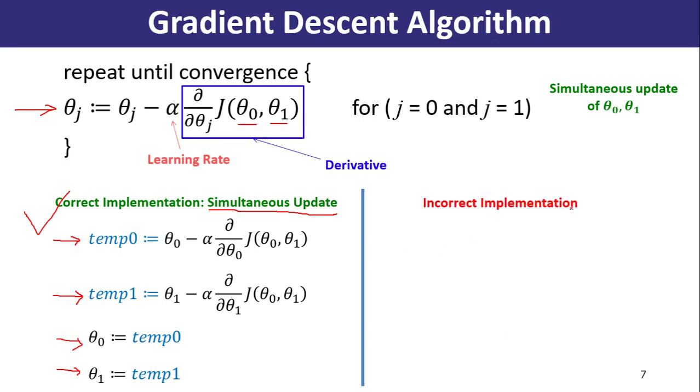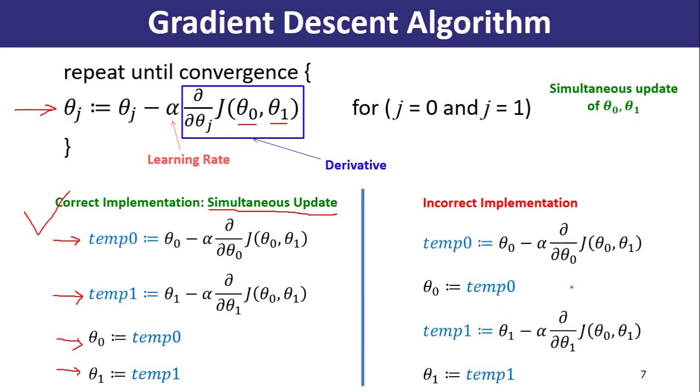Whereas in the incorrect implementation, sometimes people get confused while updating those parameters. They compute temp 0 by computing the update value for theta 0, and then they immediately assign temp 0 to theta 0. So they immediately update theta 0, then compute temp 1, and then update theta 1. But why are we saying that this is an incorrect implementation?